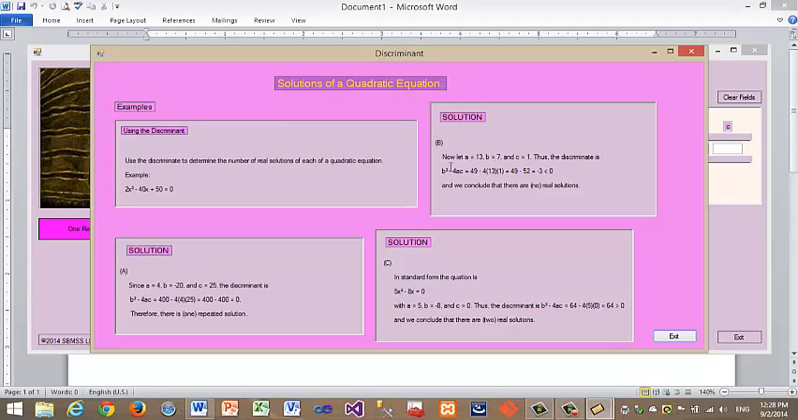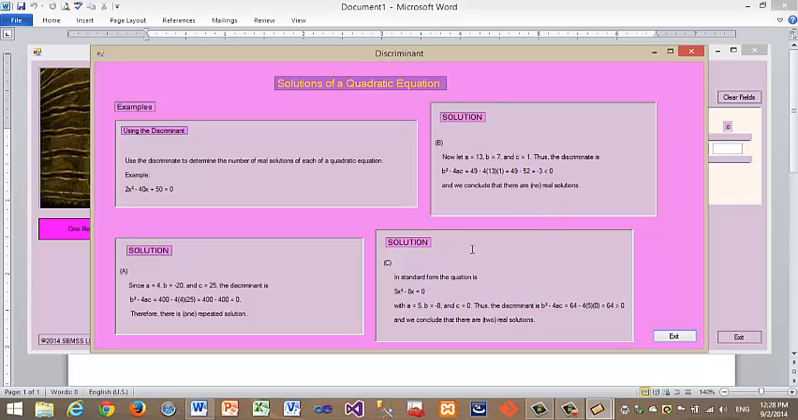Item B. Now let a equal 13, b equal 7, and c equal 1. Thus, the discriminant is b squared minus 4ac, which equals 49 minus 4 times 13 times 1, which equals 49 minus 52. It's equal to minus 3. Because it's less than 0, we conclude that there are no real solutions.